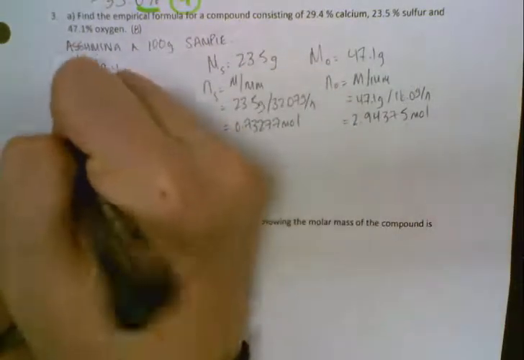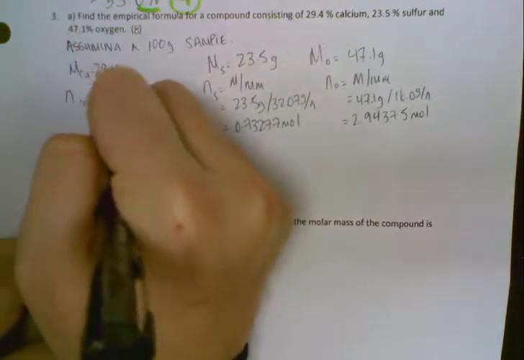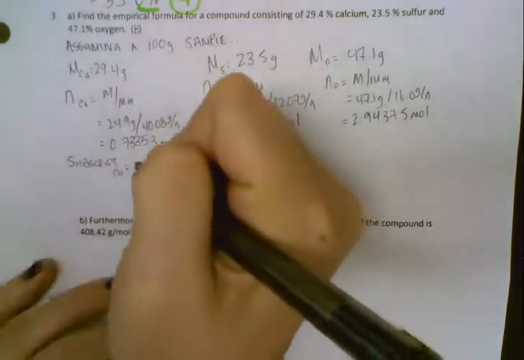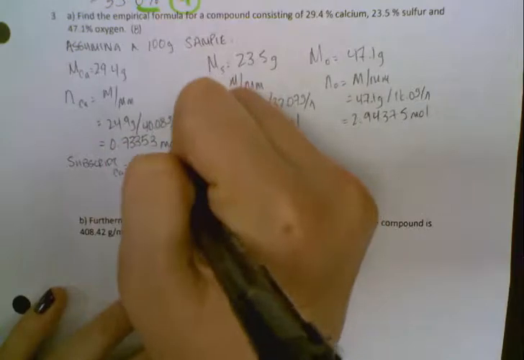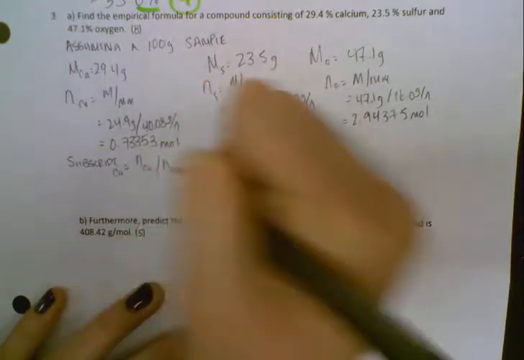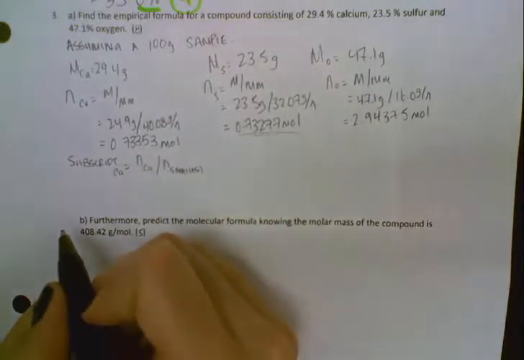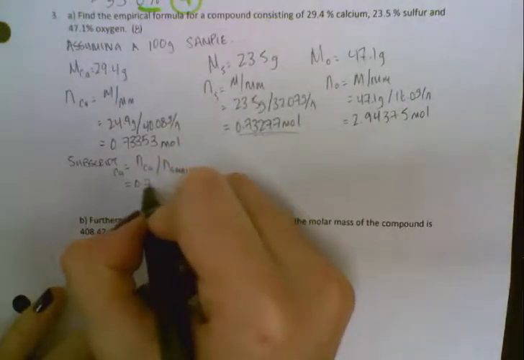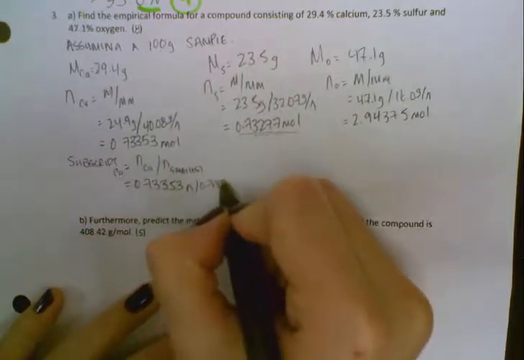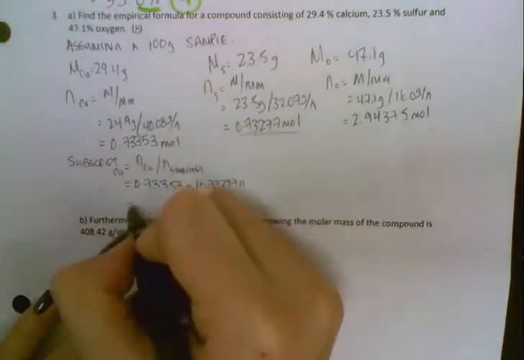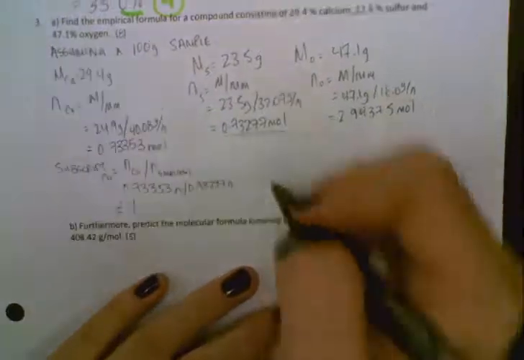Okay? Next thing that we're calculating now that we know moles is our subscripts for each. Okay, and we know we calculate that by taking the moles of what we're looking at and dividing it by whatever is the smallest number of the three mole values. So in our case, we're going to look here. This one's our smallest. Okay, so we're going to take 0.73353 moles and divide it by 0.73277 moles, which is going to give us a number very close to 1. Okay, so we can assume 1 is our subscript.